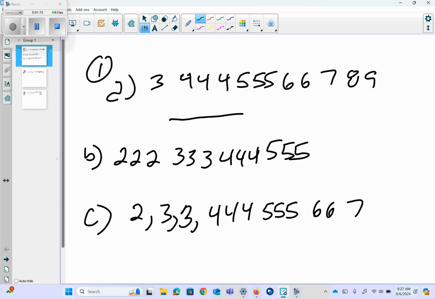A dot plot is where basically on the bottom we have 1, 2, 3, 4, 5, 6, 7, 8, 9. I have a dot at 3, 3 at 4, 3 at 5, 2 at 6, 1 at 7, 1 at 8, 1 at 9.